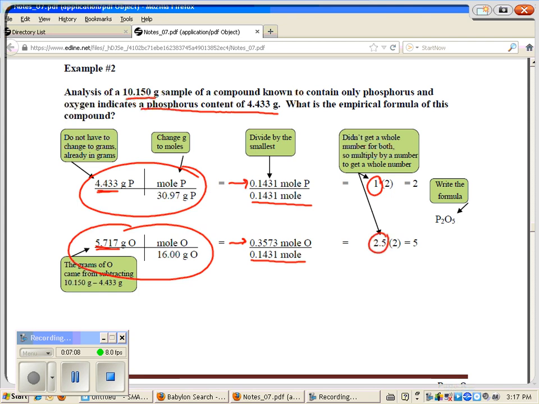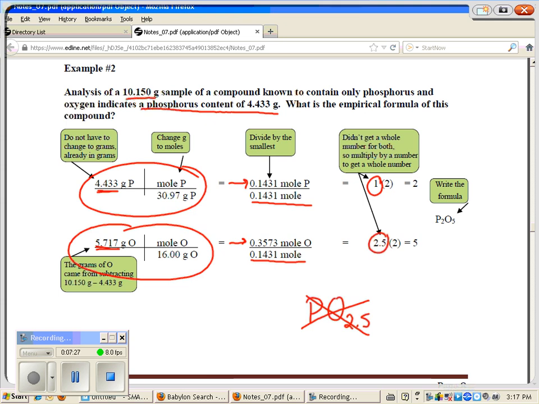So I can't use 2.5 because I can't have a formula that has P1 and O 2.5. In my formulas, they have to be whole numbers. And so I can't use that. So what I'm going to do is I'm going to multiply by some whole number to get a whole number.